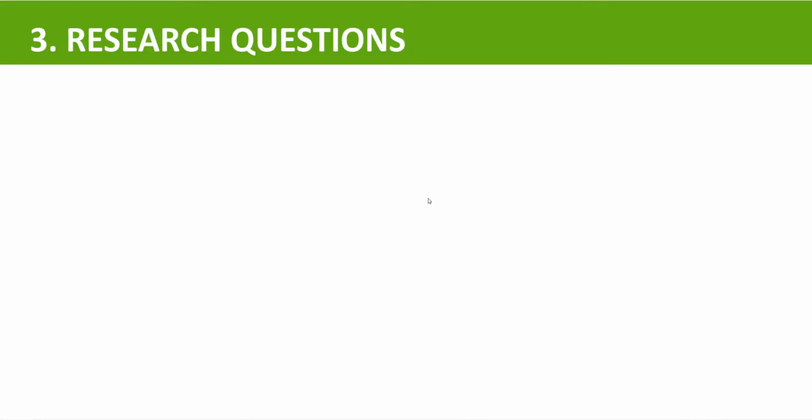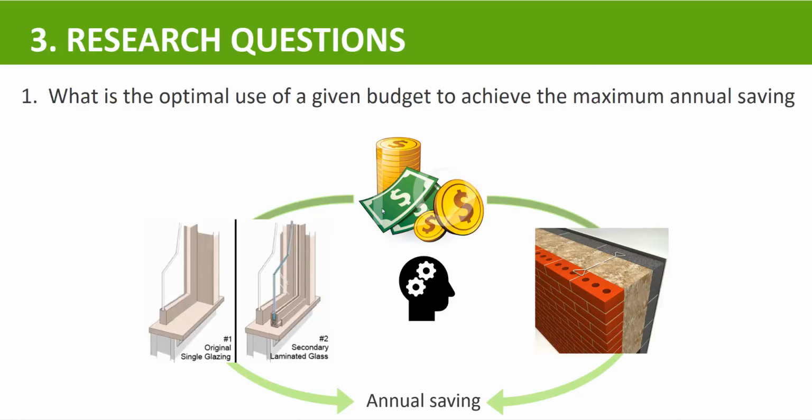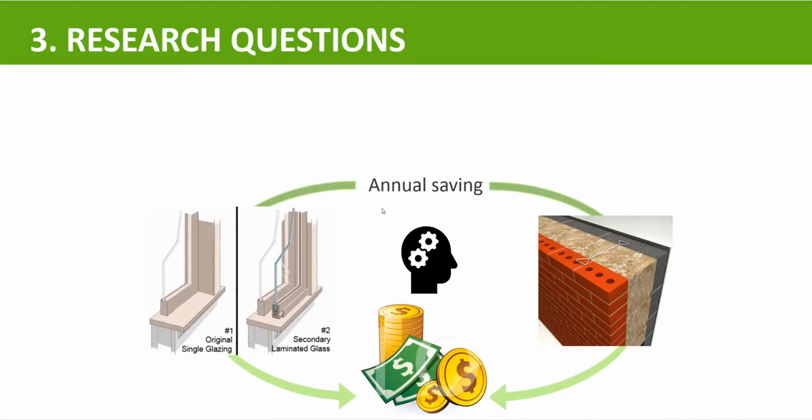And the research question. In this work, we were trying to answer the following question: if I have a certain amount of money, what is the optimal use of this money to improve the thermal performance, the wall and the windows U value, to achieve the maximum annual saving for a given budget? So the first research question is, what is the optimal use of a given budget to achieve the maximum annual saving?